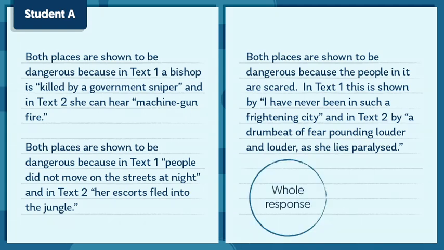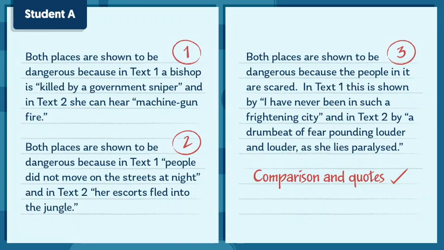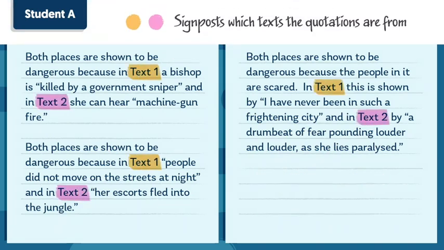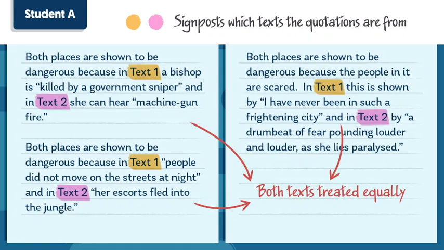This is a whole response for question 7a. Look at how long it is. You should be able to answer this type of question fairly quickly. For all 3 points, just the comparison and quotes are included. Because this is an AO1 question, you don't need to analyse the effects of the language or anything like that. Also, look at how the student signposts which texts the quotations are from. This helps the examiner to see that both texts have been treated equally.